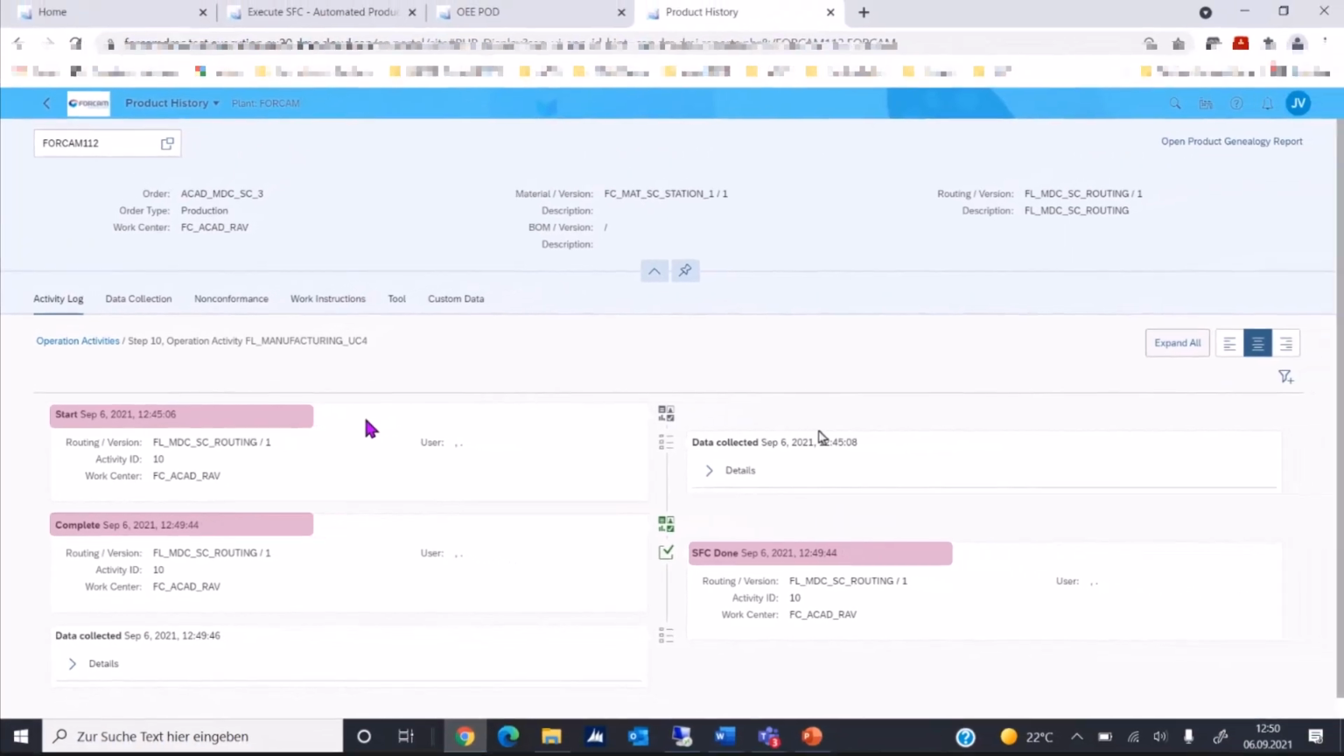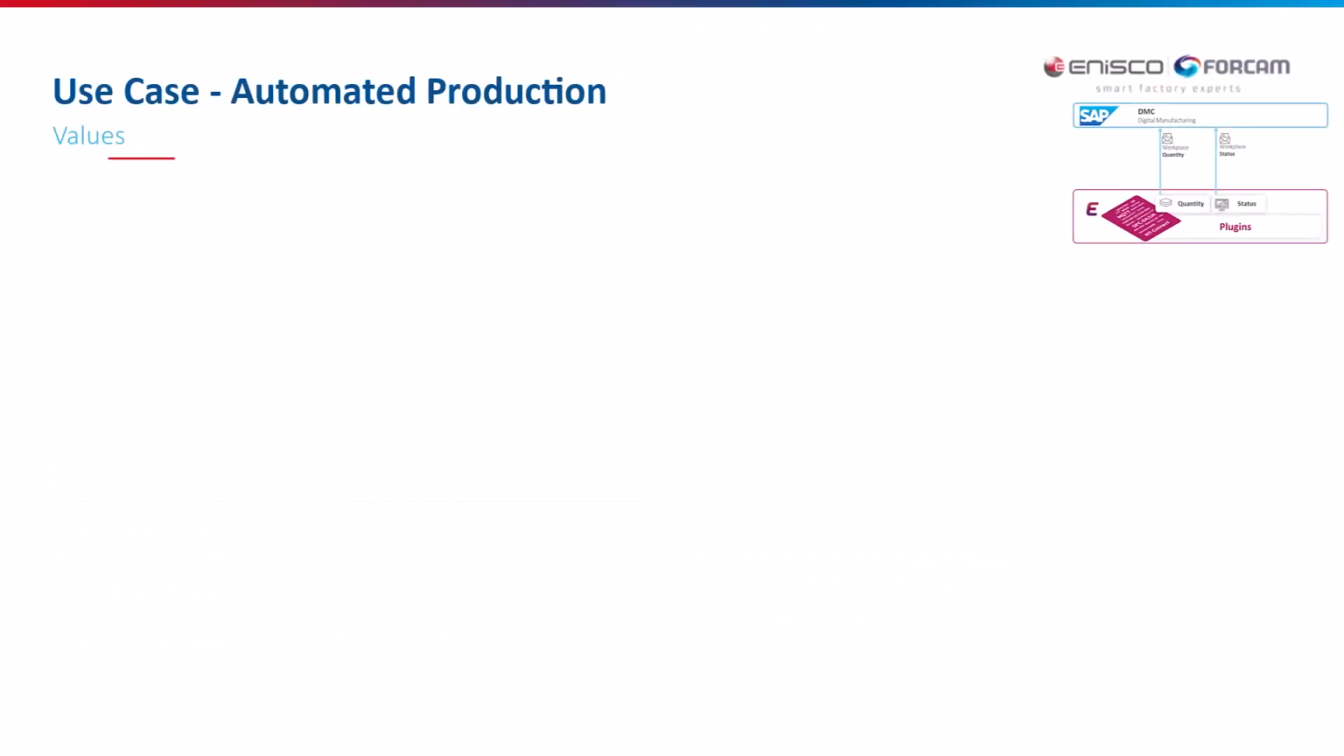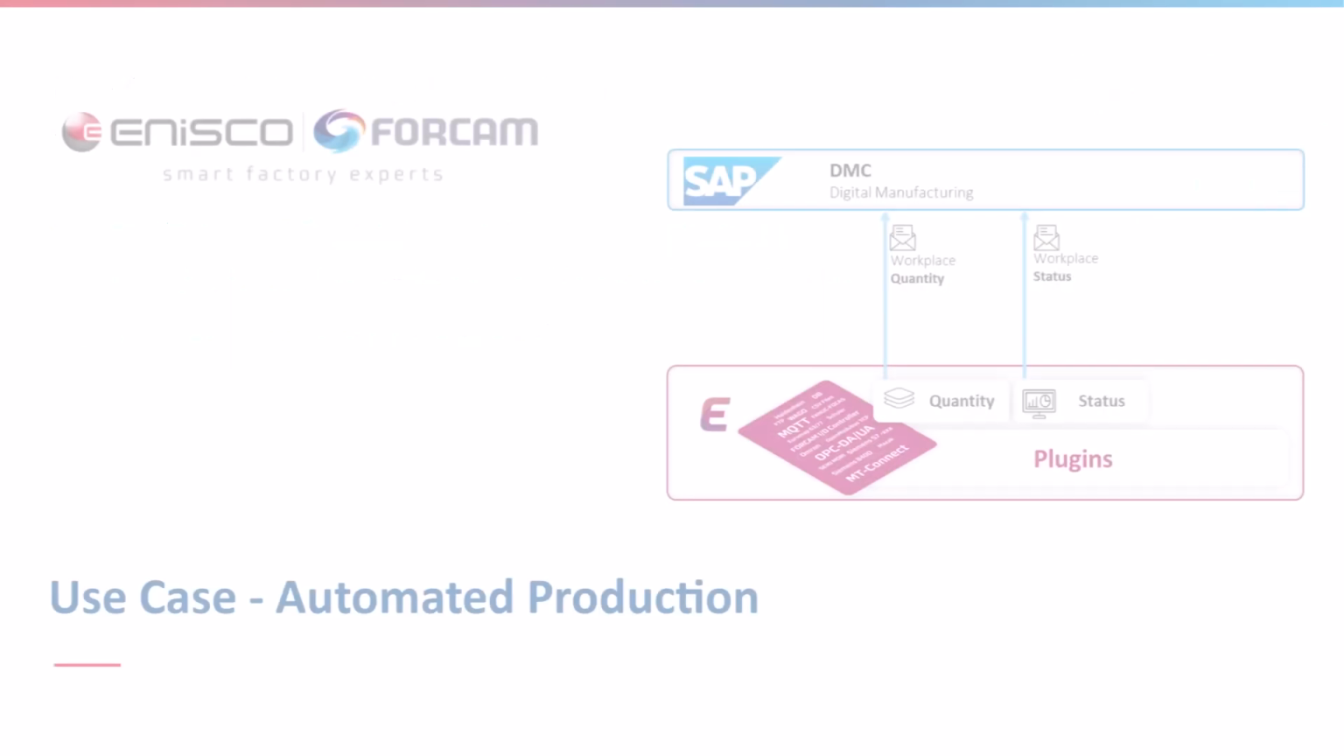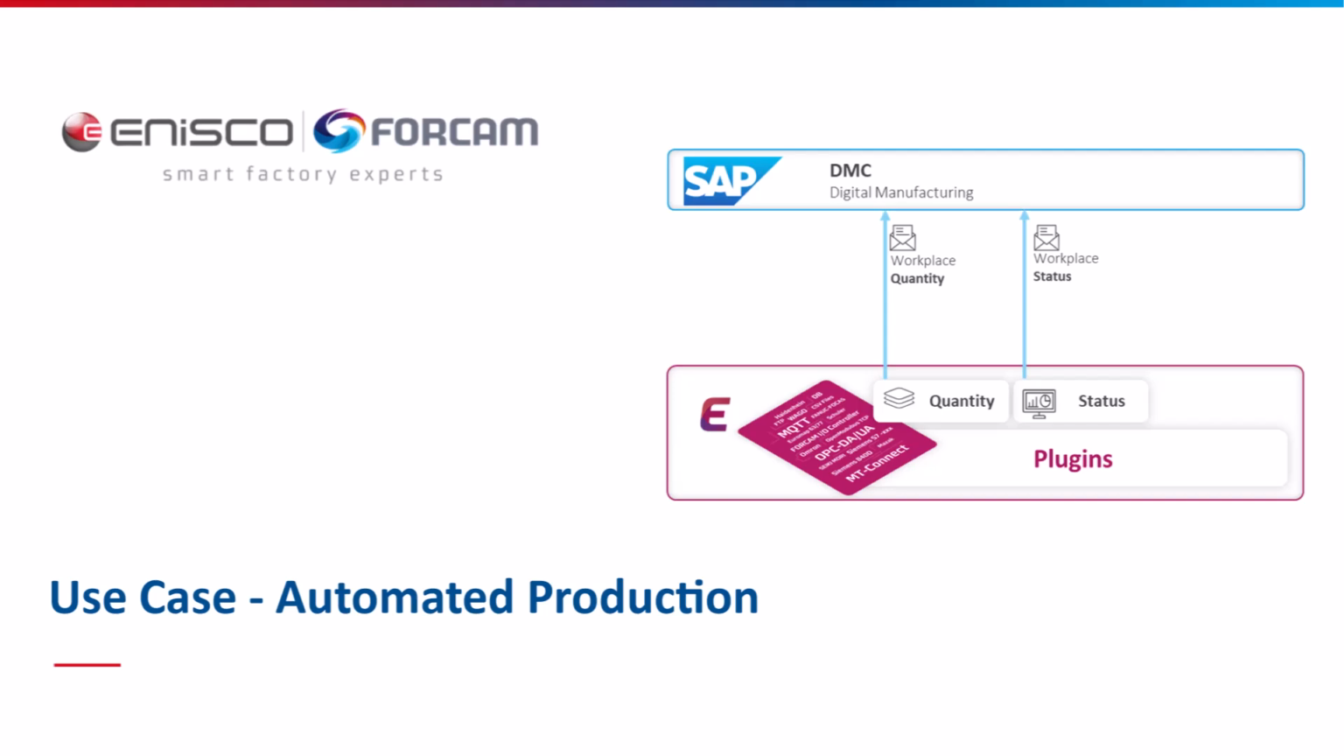So what are the values of our use case automated production? Real-time machine transparency for data-driven decision-making with lean CIP. Support higher levels of automation by machines that trigger SAP DM production processes. And proof of the connectivity between Edge Connect and SAP DM. And this concludes our use case automated production.